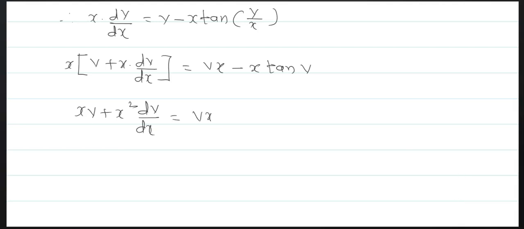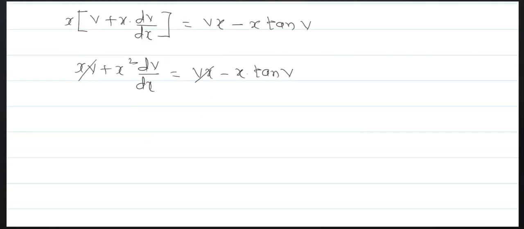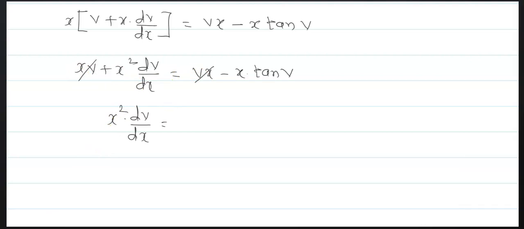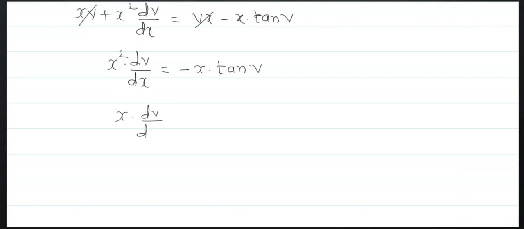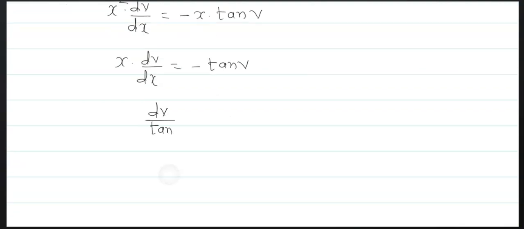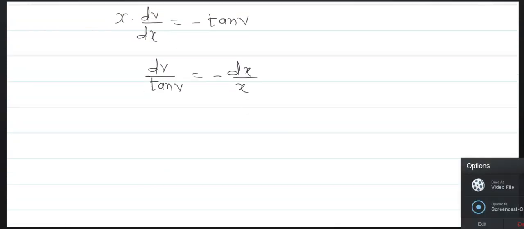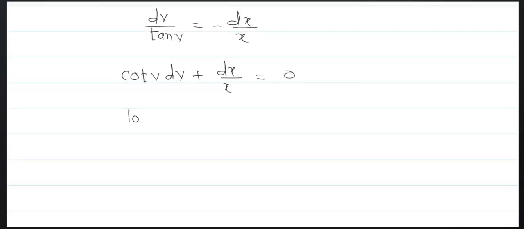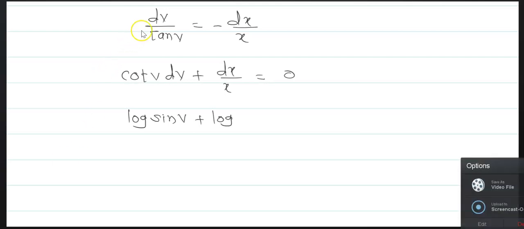After normal simplification, vx on both sides gets cancelled. Then you will get x square dv by dx equals minus x tan of v, so x dv by dx equals minus tan of v. Separate the variables: dv upon tan of v equals minus dx upon x. Integrating, 1 upon tan of v is nothing but cot of v, so cot v dv plus dx upon x equals 0.